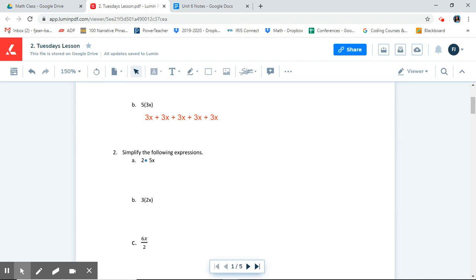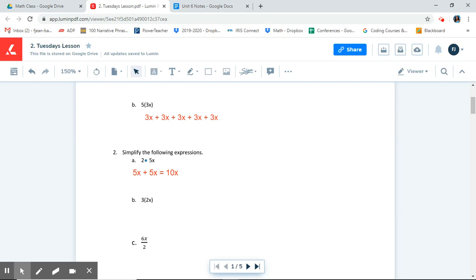Welcome back. Okay, so for 2a, we have 2 times 5x. What does that mean? If you had to put that into words, what does that mean? That means that we're adding 5x 2 times. So what would that look like in expanded form? That's right. 5x plus 5x equals 10x.